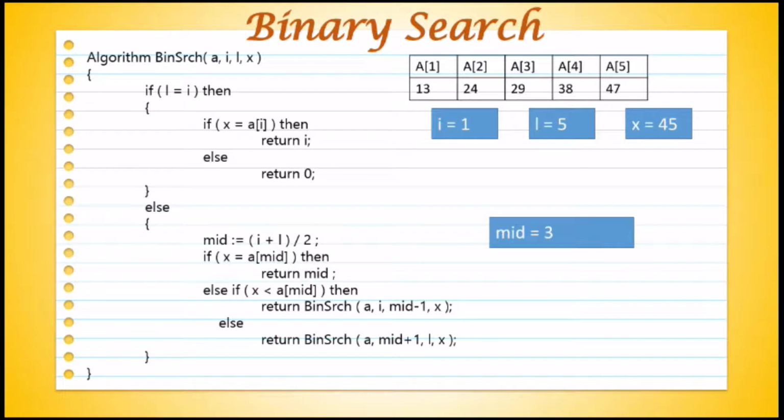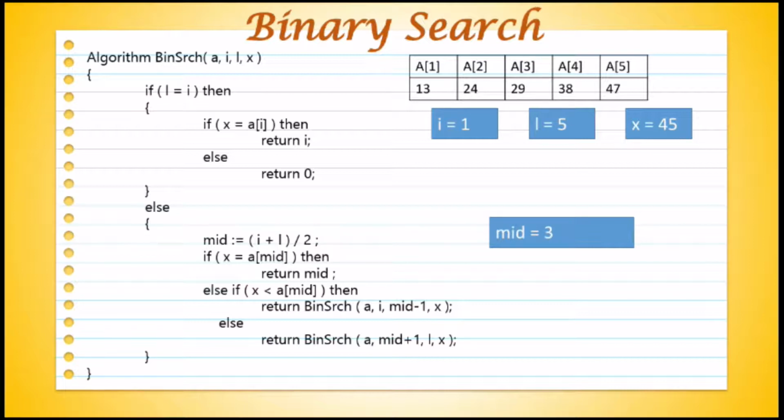Now we will check if X is equal to A of mid. A of mid means A of 3, and the value present in A of 3 is 29. So 29 will be compared with the searching element. If this condition is true, then we return the middle value. So is 45 equal to 29? This condition is false. That means we will check the else if statement.